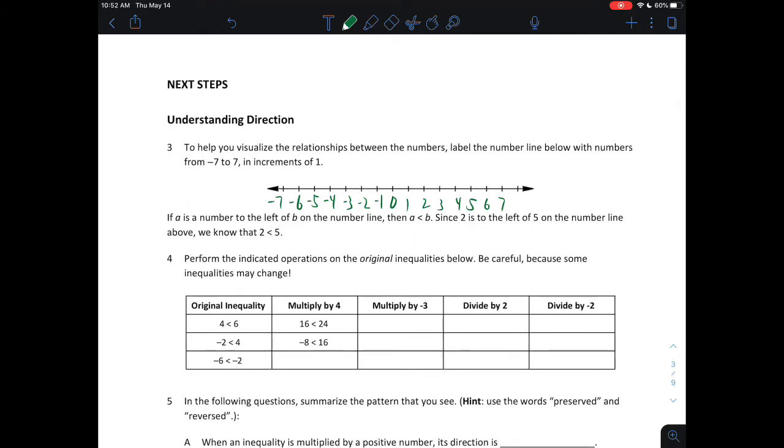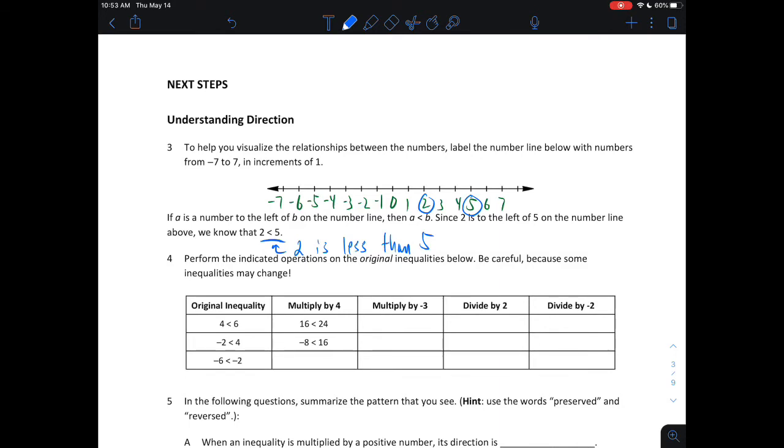So there we go. If A is a number to the left of B on the number line, then that means that A is less than B. So for example, since 2 is to the left of 5, you can see that. I'm circling 2, and that is to the left of the number 5. Then we know that 2 is less than 5. So this is the symbolic version of the phrase 2 is less than 5.